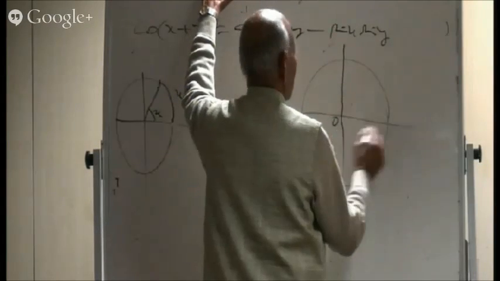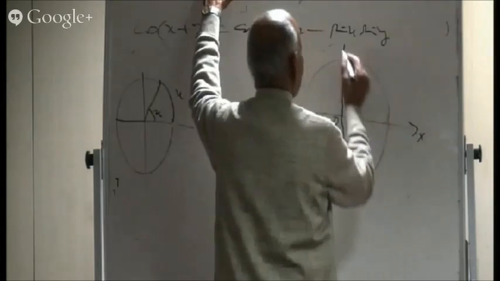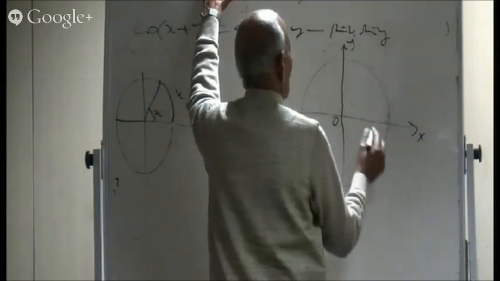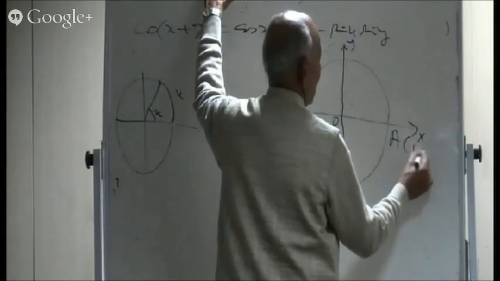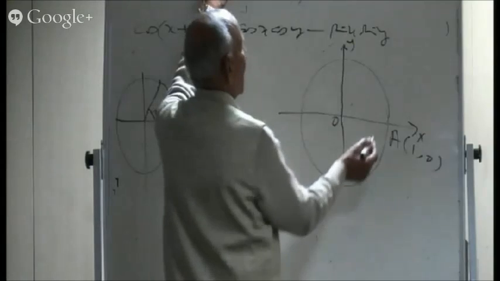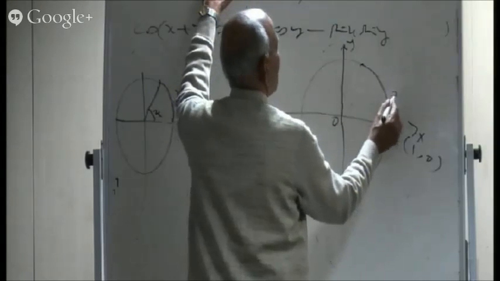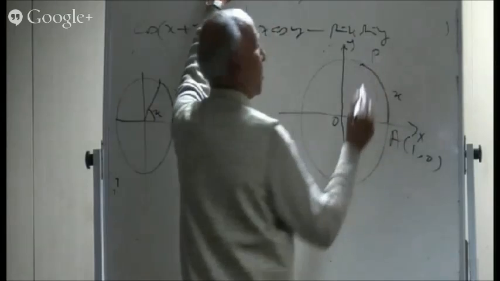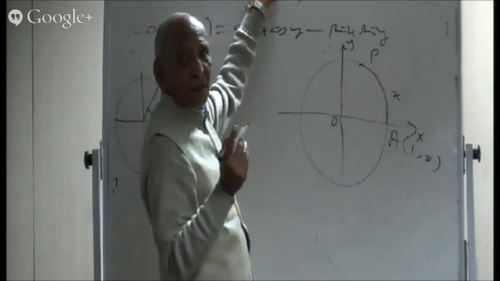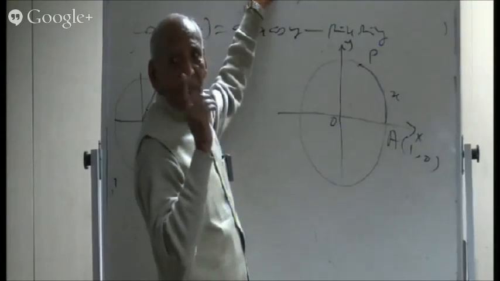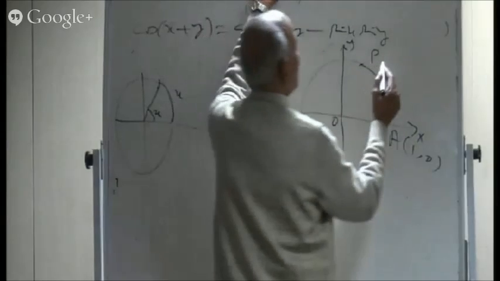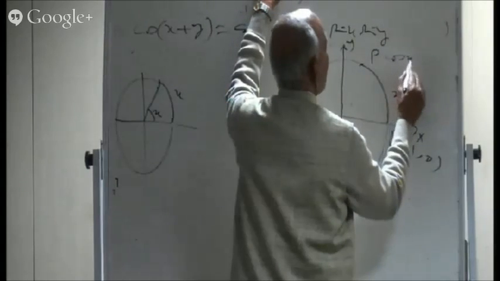So this is the origin, this is your x-axis, this is the y-axis. The coordinates of this point is 1, 0. Is it right? Let me mark x. I am marking a real number somewhere here. This is x. What about the coordinates of this point? Cos x and sin x. Is it right? Can I write directly the coordinates of this point as cos of x and sin of x?